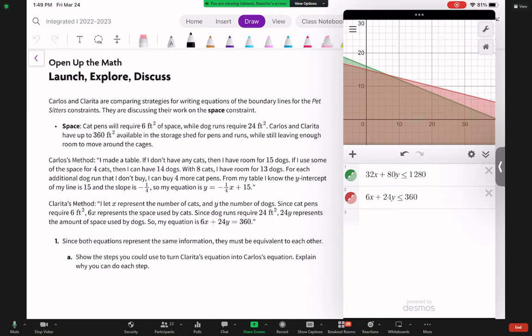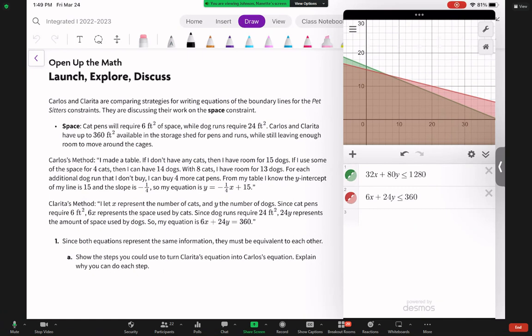So it says cat pens require 6 feet. We already know this. Carlos's method: I made a table. If I don't have any cats, then I have room for 15 dogs. If I use some space for 4 cats, then I have room for 14 dogs. With 8 cats, I have room for 13 dogs. For each additional dog run that I don't buy, I can buy 4 more cat pens. From my table, I know the y-intercept is 15 and the slope is negative 1/4.